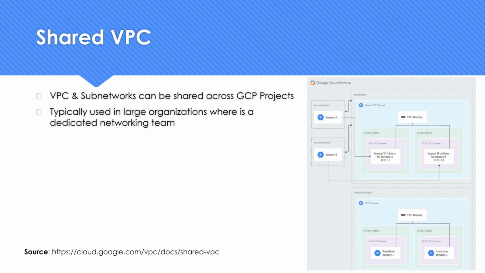But there are some prerequisites. You need to have an organization node. Without an organization node, you cannot create a shared VPC. Meaning, this is one of the couple of demos which you cannot do. Another demo which you cannot use with your free trial is Cloud Armor, which we'll talk about later. Shared VPC is something which you cannot do in your free trial account.